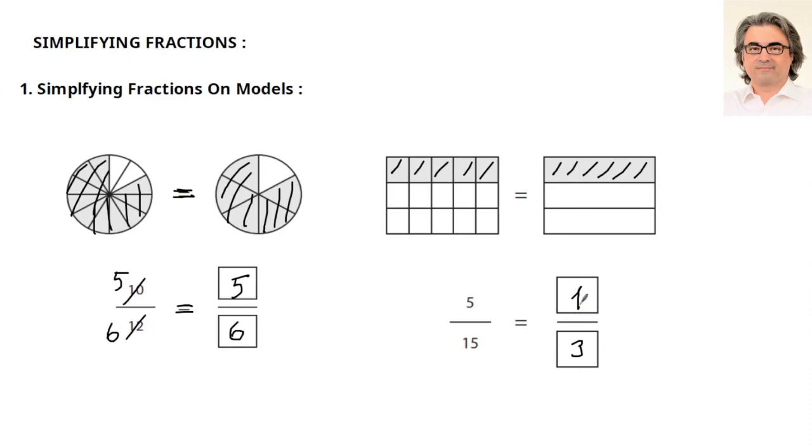And 1 and 3 cannot be divided by a number greater than 1. So 1 over 3 is in its simplest form. What about 5 and 15? They should be equal to each other. There is an equality here.